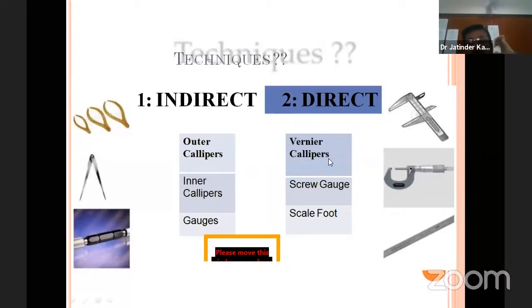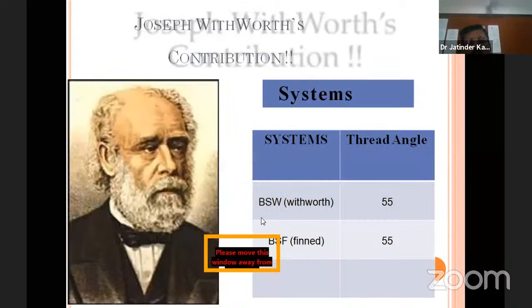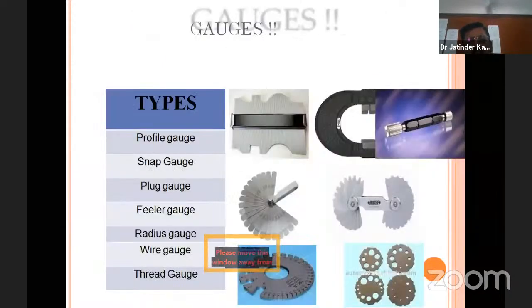Outer calipers are there. Vernier caliper, this is a very important measuring device. Measuring gauge, that is screw gauge is there, foot scale, right? Various types, like this one is a square thread, right? So what is square thread? Where is it used, why is it used, right? So what is BSW, British Whitworth standard, right? So these are various standards, generally small things, certain components you will learn in your machine shop, various gauges.